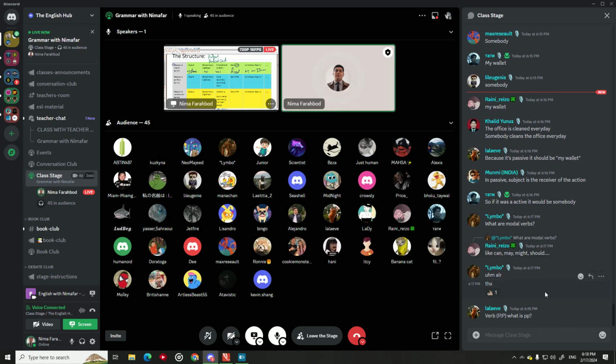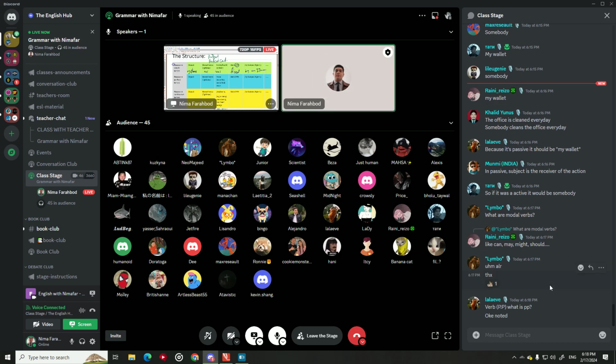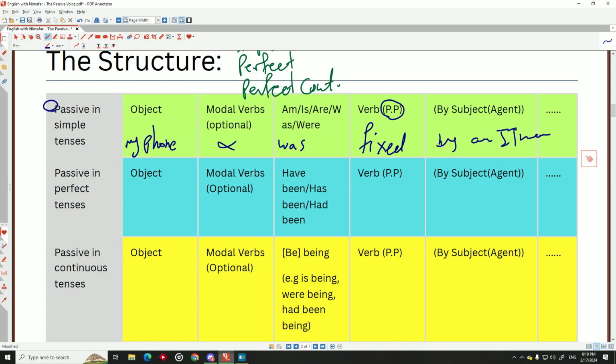PP means past participle. For example, go, went, gone. We need gone. Steal, stole, stolen. Speak, spoke, spoken, or something like that. We call it the third form of the verb. For example, Price said, my car has been stolen.